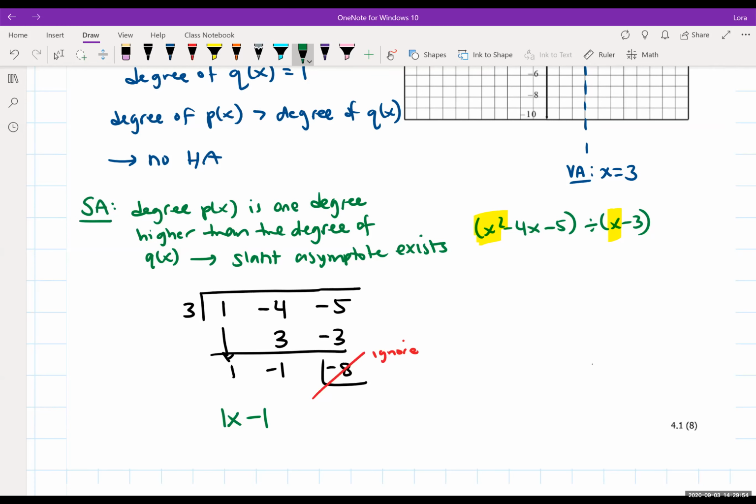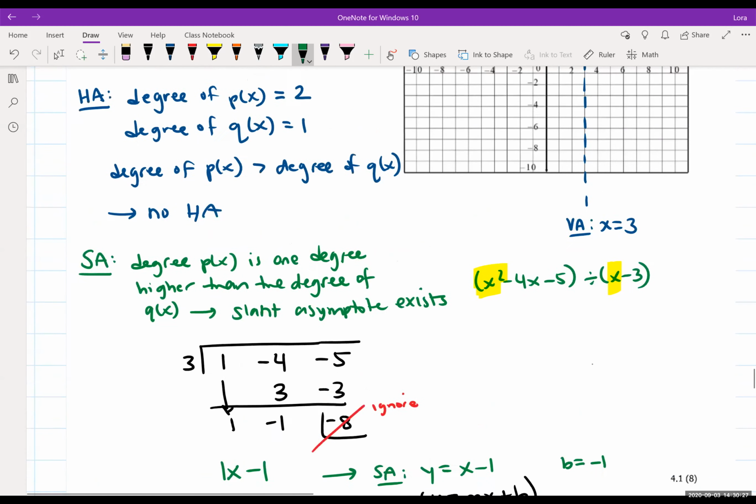Now we're looking for the equation of the line. Technically, you don't really need to write the 1x if you don't want to, but the slant asymptote is the equation y equals x minus 1. Remember, that's in the format y equals mx plus b, one of our favorite slope-intercept forms. That helps us graph the slant asymptote really quickly. We realize that the y-intercept b is at -1.